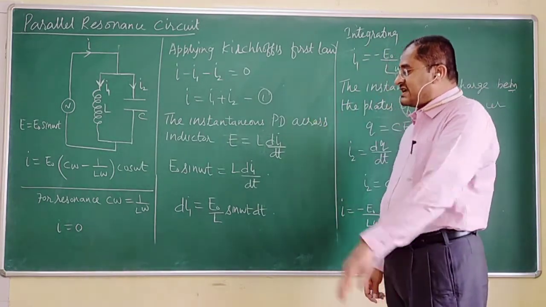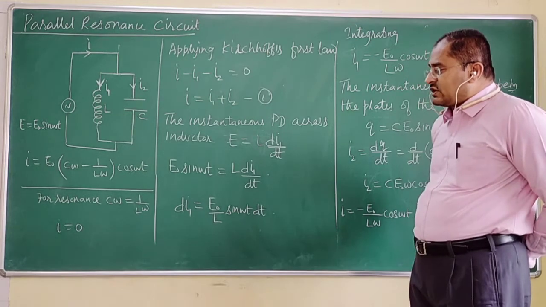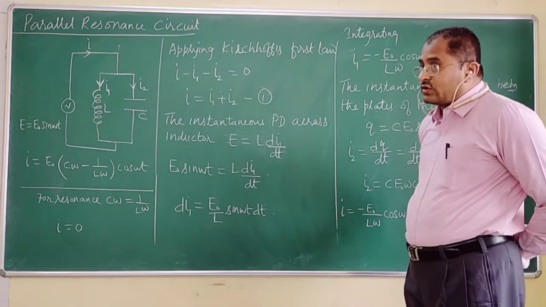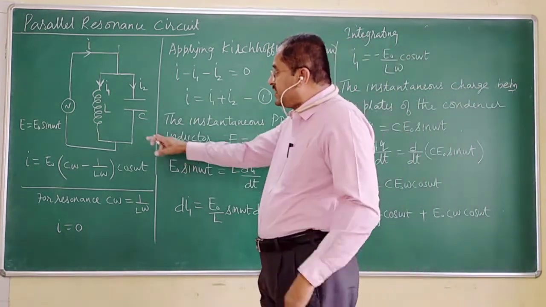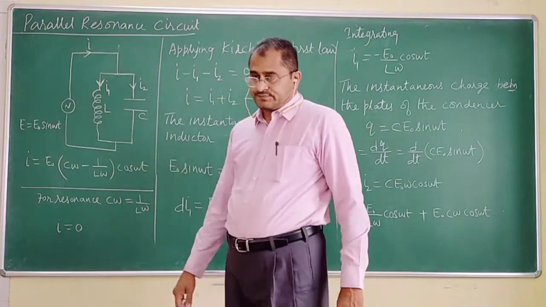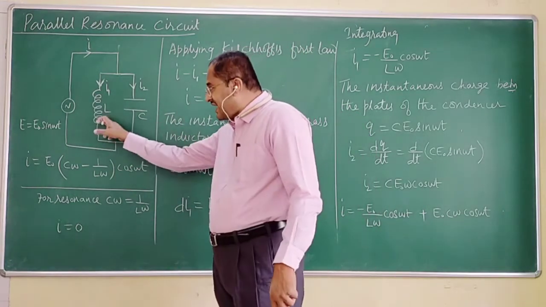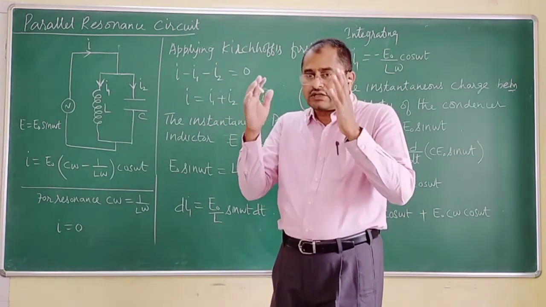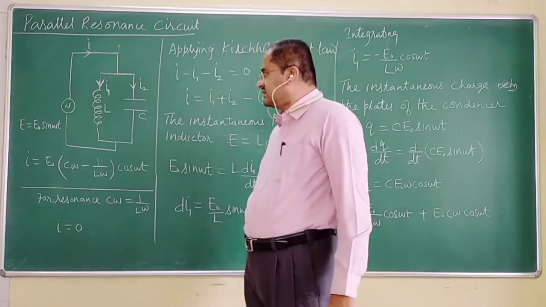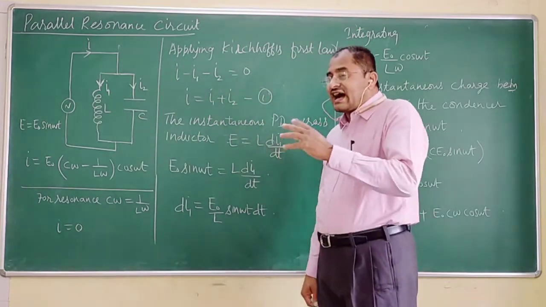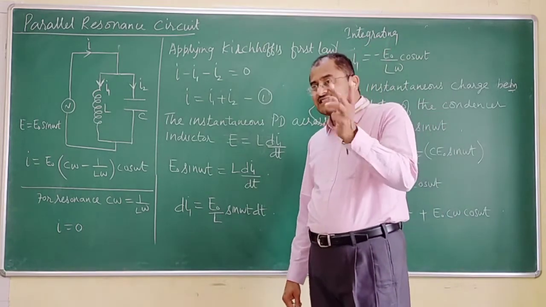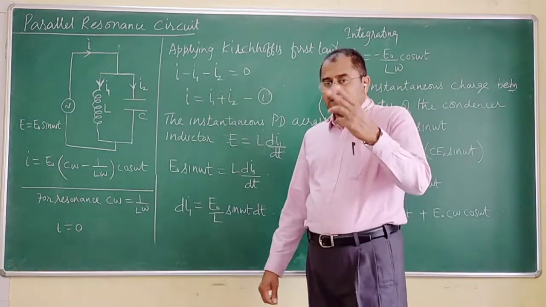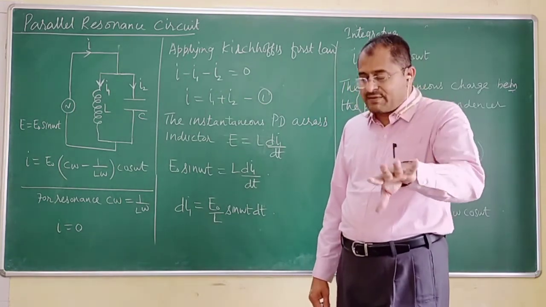So when resonance takes place in a parallel resonance circuit, total current is 0, though the currents are flowing through inductance and capacitance. I already told you they are antiphase with each other. Therefore, 0, which means unlike series resonant circuit where impedance became minimum, therefore current becomes maximum.